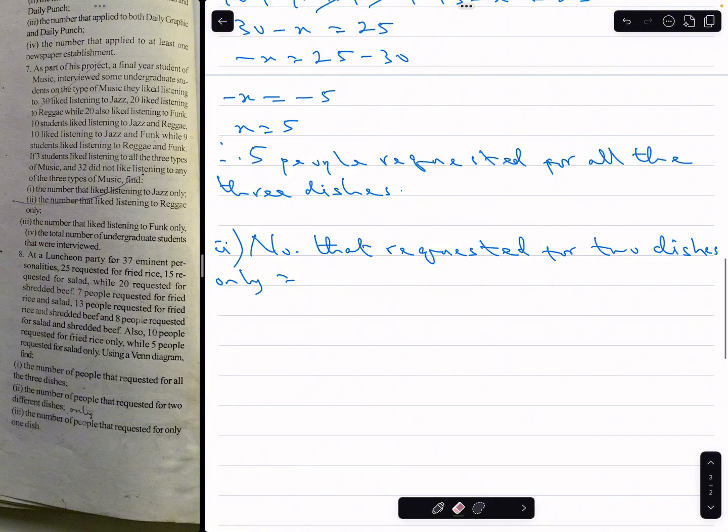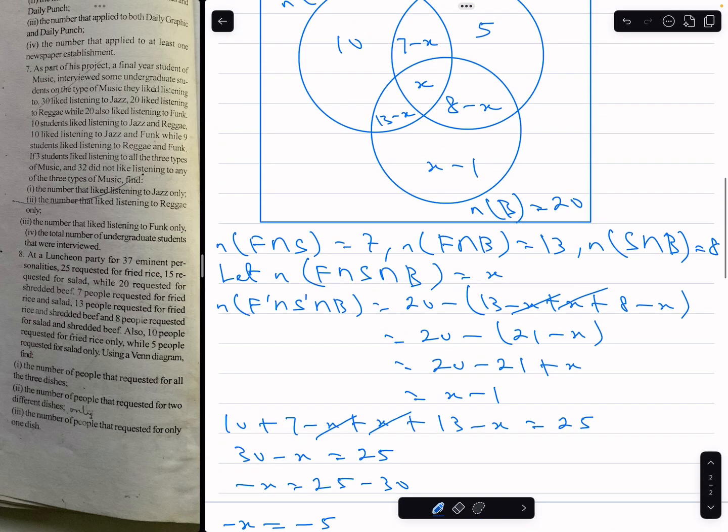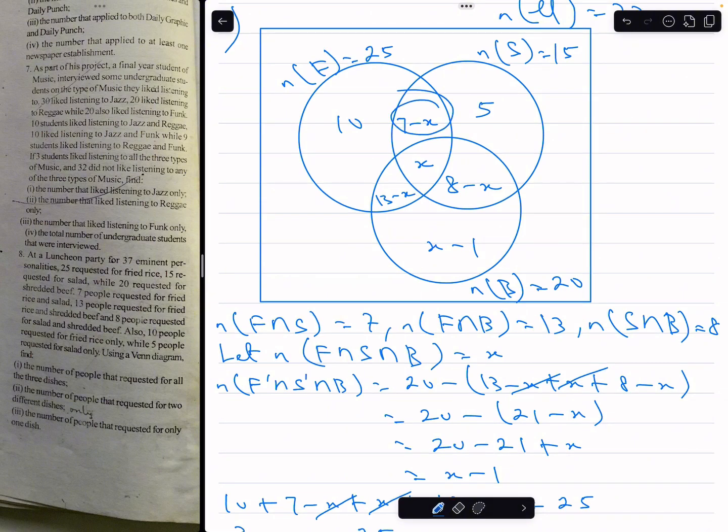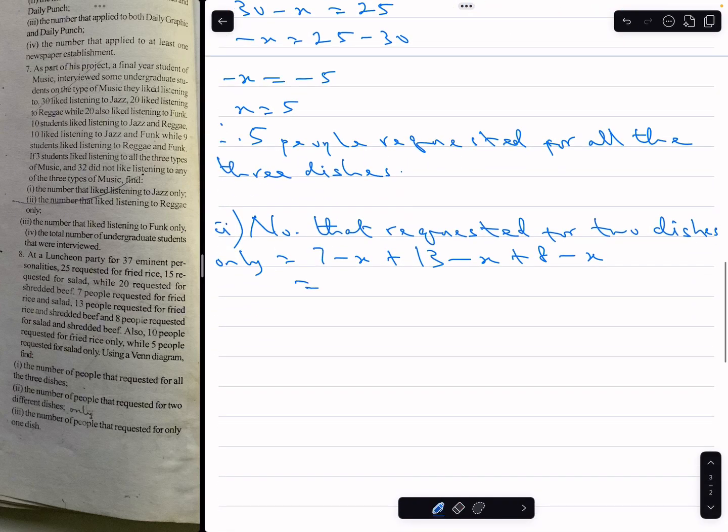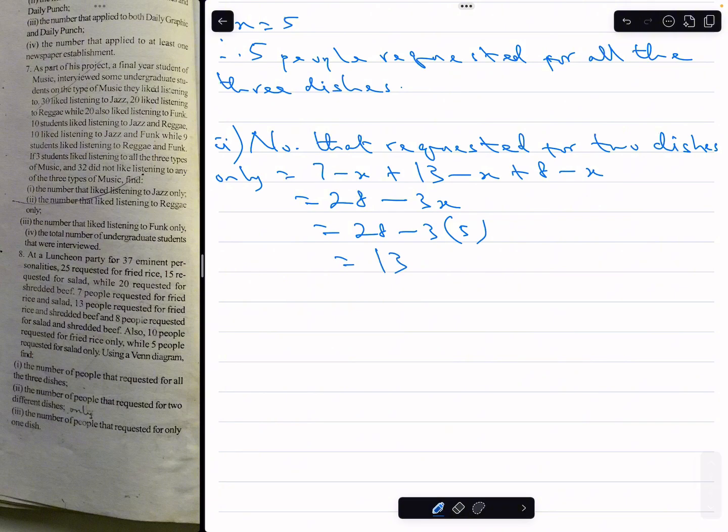The number that requested for 2 dishes only will be 7 minus x plus 13 minus x plus 8 minus x. We showed that already: only fried rice and salad, only fried rice and shredded beef, plus those that got only salad and shredded beef. And that's going to be 7 plus 13 is 20 plus 8, that's 28, minus 3x, and that is 28 minus 3 times 5, which simply means 28 minus 15, and that's 13.